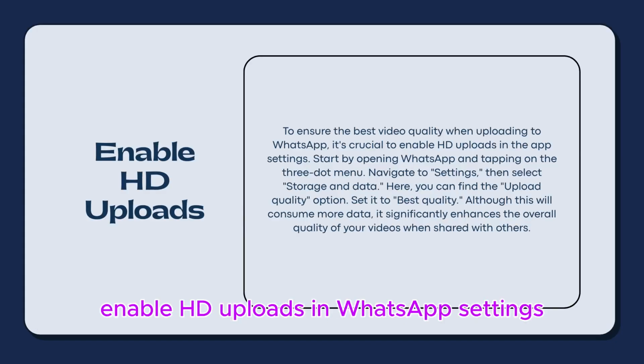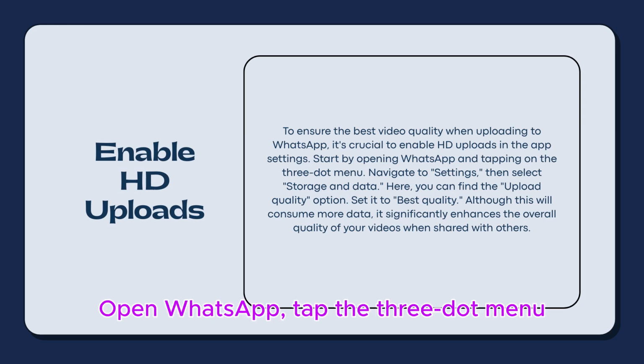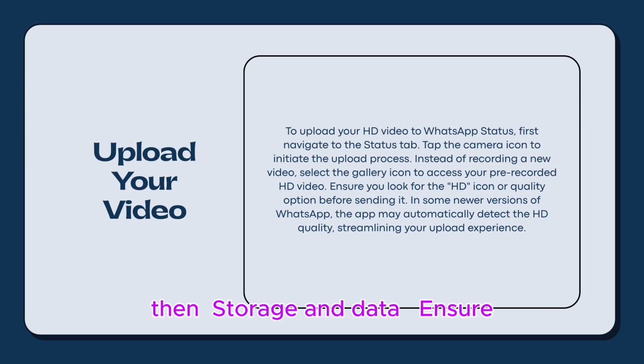Before uploading, enable HD uploads in WhatsApp settings. Open WhatsApp, tap the three-dot menu, go to Settings, then Storage and Data. Ensure upload quality is set to best quality. This uses more data but improves quality.